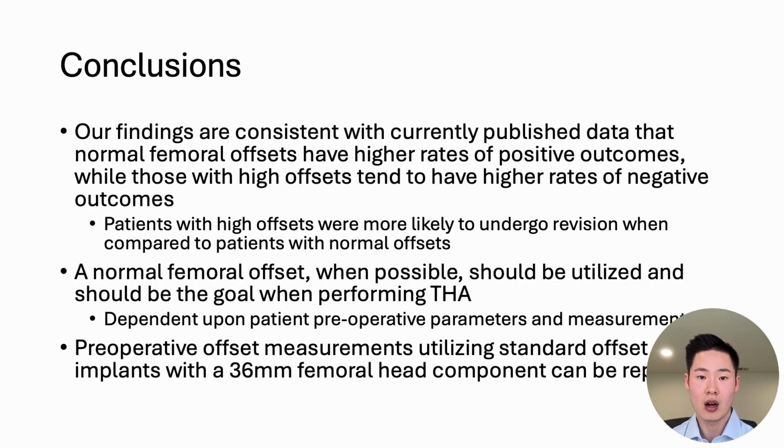In conclusion, our findings are consistent with the currently published data that normal femoral offsets have higher rates of positive outcomes, while those with high offsets tend to have higher rates of negative outcomes. As such, we concluded that a normal offset, when possible, should be utilized and should be the goal when performing a total hip arthroplasty. This, however, is dependent upon patient preoperative parameters and measurements, as we do not want to create complications such as leg length discrepancies by drastically changing a patient's offset simply to achieve a normal offset.